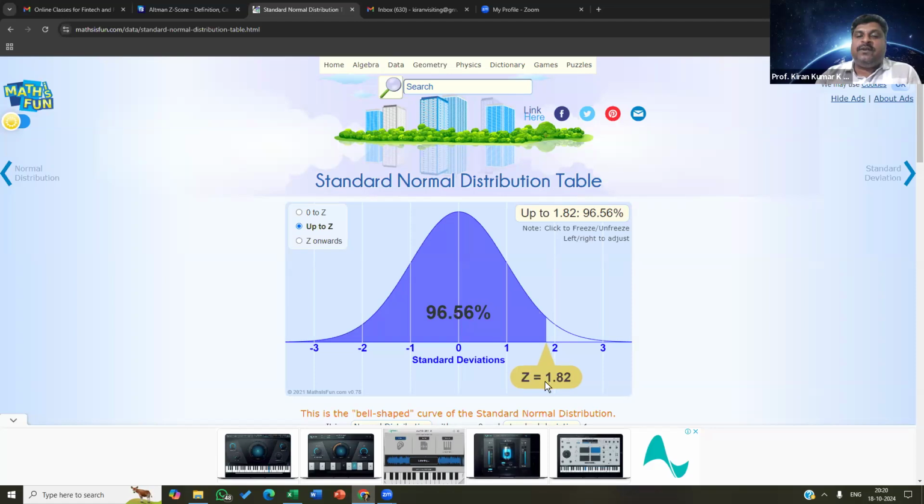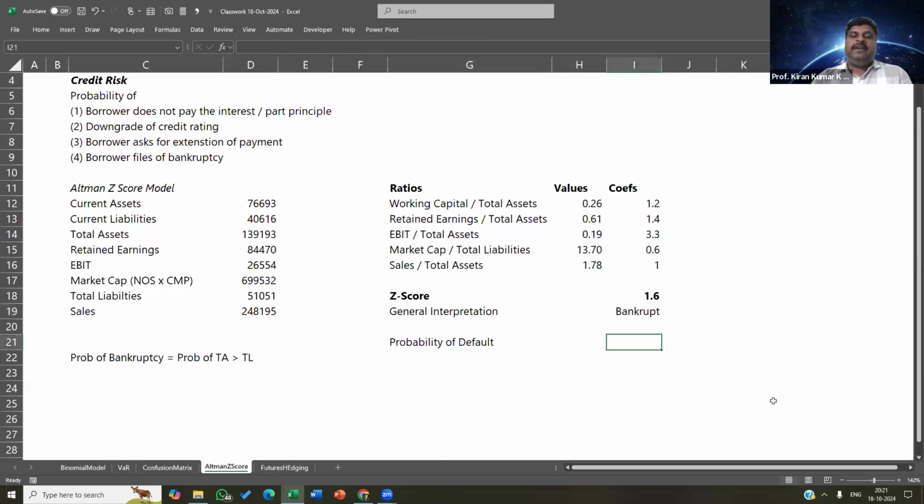Let's say the Z score is 1.8, that cutoff. That basically means a 96.41% probability that the company will not default. So what is the default probability? 100 minus 96.41 is the probability of default. All right. So in our company's case, it's way above, 11.8. Therefore, there is almost 99.9999% probability that the company will not default. So that is the probability of default.